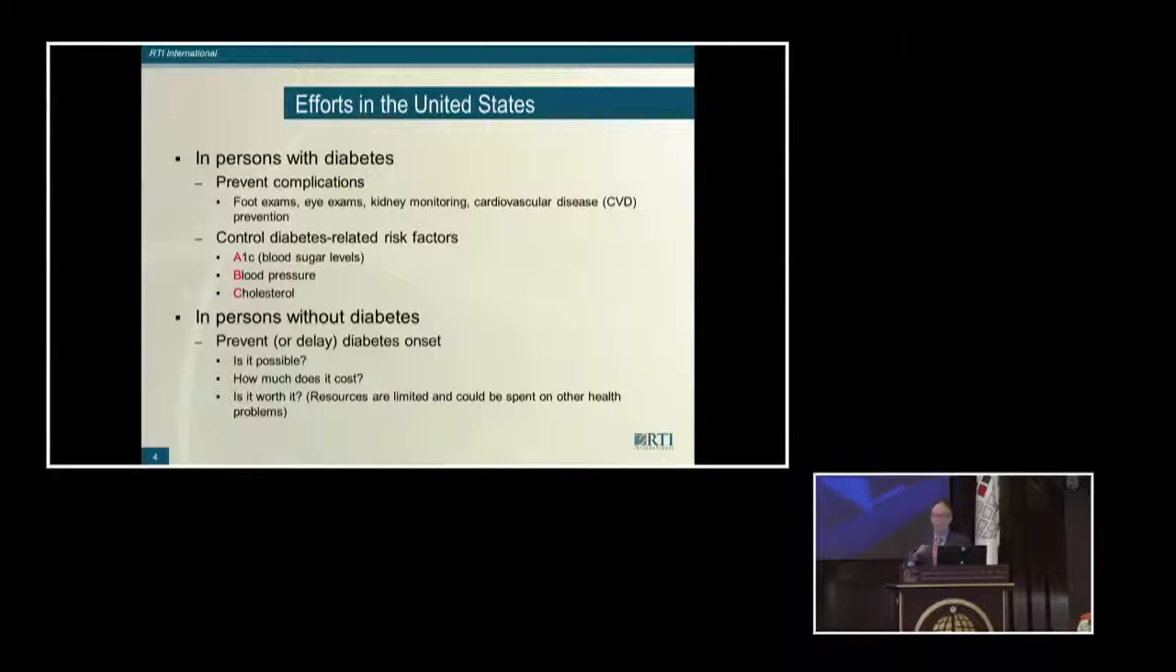As economists, we say, well, resources are limited, so we could spend those monies that we're spending on diabetes or diabetes prevention on other health concerns. So is it worth it doing that?